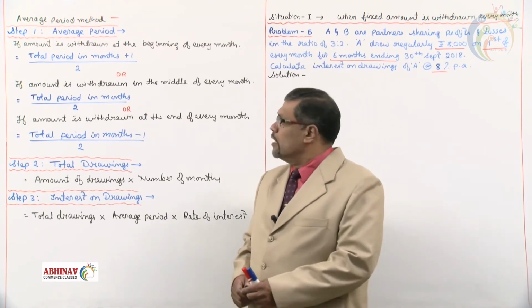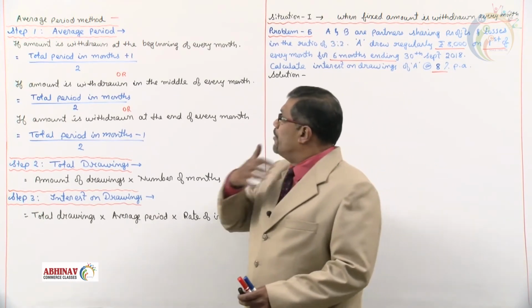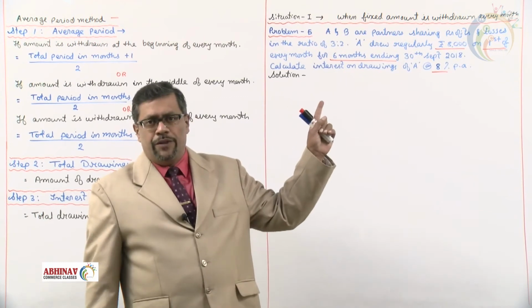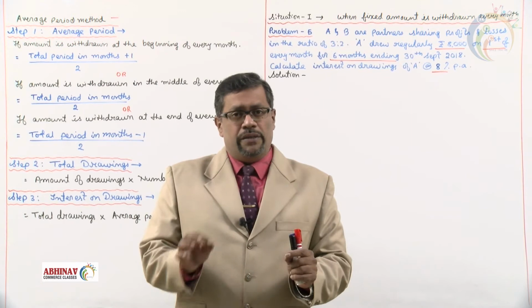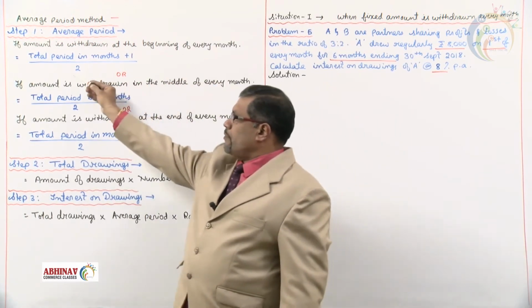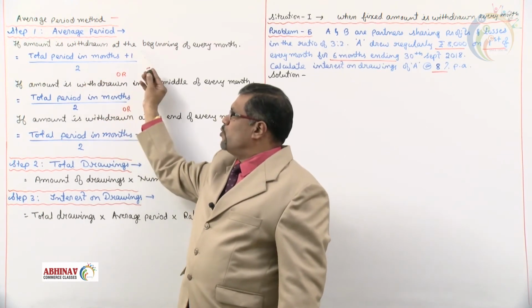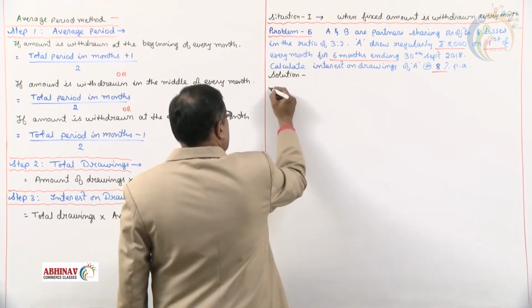Step 1, average period. Now, which average period are we going to calculate? We have 1, 2, 3 options. When is the amount withdrawn by the partner? At the beginning of every month. First of every month means at the beginning of every month. How to calculate the average period? Total period in months plus 1 divided by 2. Let us show that. Step 1.